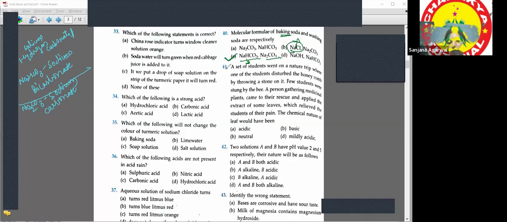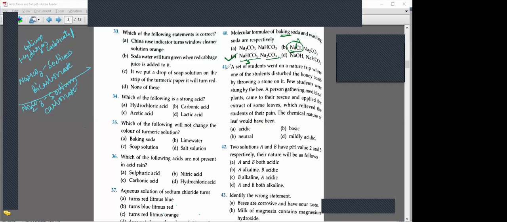Read 41st. Can anyone read it aloud? A set of students went on a nature trip where one of the students disturbed the honeycomb by throwing a stone on it. Few students were stung by the bee. A person gathering medicinal plants came to the rescue and applied the extract of some leaves, which relieved the students of their pain. The chemical nature of the leaf would have been.